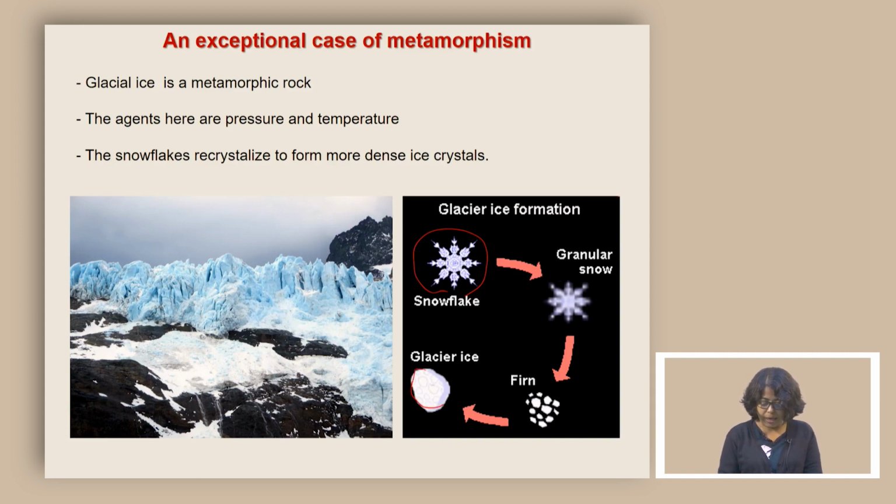In this glacial ice, it is quite distinct from the structure where it started from, and this structure is forming because of the overlying pressure and very low temperature. And this recrystallization of snowflakes basically tends to give a more dense ice crystal, and because of which we can call this glacier ice a metamorphic rock.